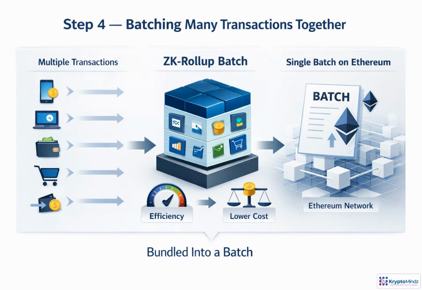Rather than paying Ethereum for every user action individually, a ZK rollup groups many actions into a single batch. The fixed Layer 1 cost is shared across everyone in that batch, which lowers the cost per transaction. Larger batches can improve efficiency, but they also create trade-offs. Users may wait longer, and the proof may take more time to generate. Rollups tune batch size based on demand, fees, and design goals.